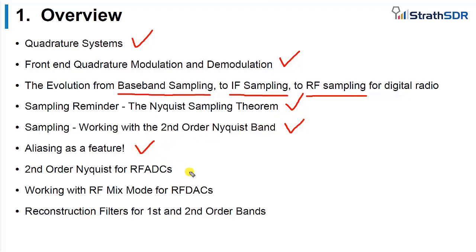Aliasing will be a feature. We'll be looking at second order Nyquist therefore for RF ADCs. We'll implement mixed mode and tell you why that's important for RF-DACs, and then we'll talk about the reconstruction filters we require at the output stages of the RFSoC for our first and second order Nyquist bands.